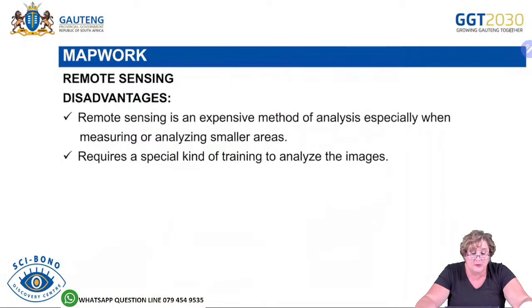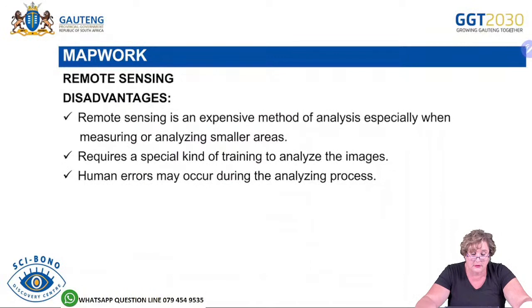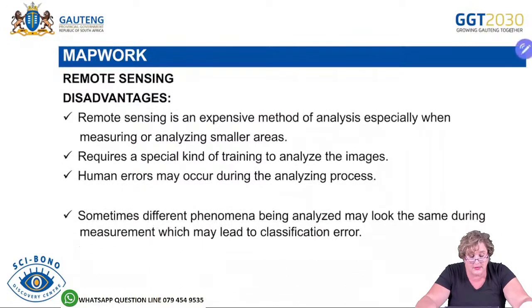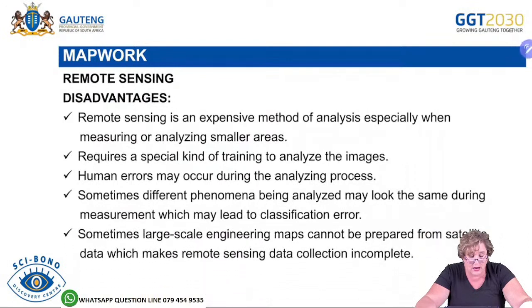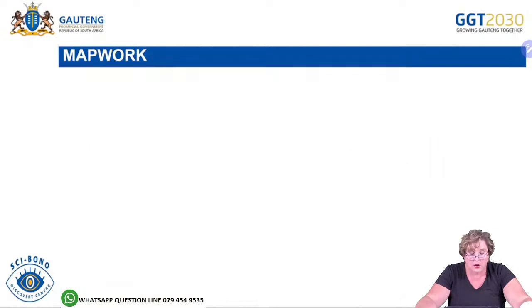You need a special kind of training to analyze these images. Human errors may occur during the analyzing process. Sometimes different phenomena can be analyzed that may look the same during the measurements, and that can lead to classification errors. Sometimes large-scale engineering maps cannot be prepared from satellite data, which makes remote sensing data collection incomplete.